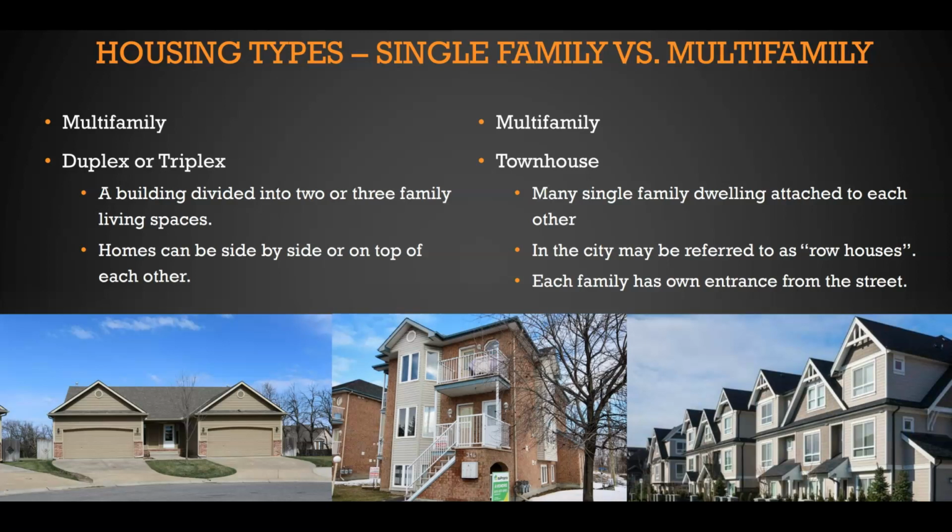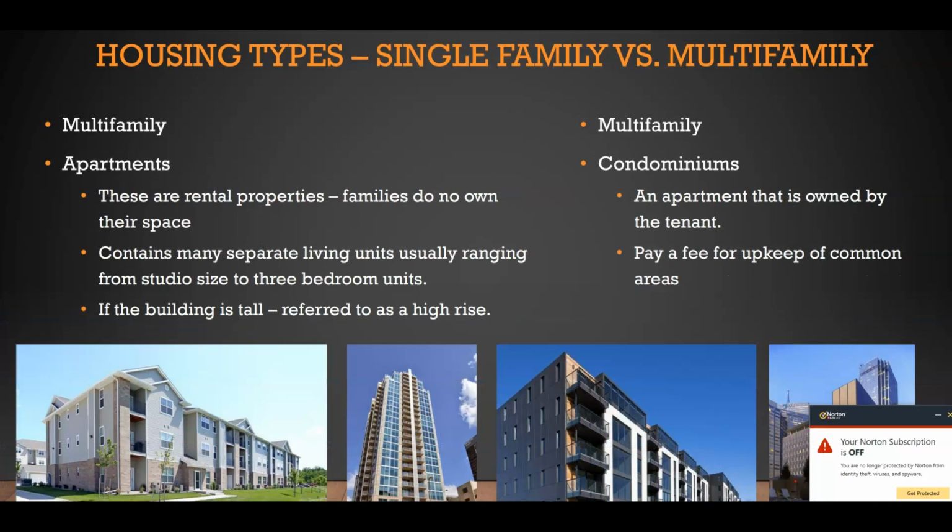A multifamily example is a townhouse, which means many single-family dwellings attached to each other. In the city, it may be referred to as a row house, and each family has their own entrance from the street. 2 other multifamily dwellings would include apartments or condominiums. Apartments are rental properties; families do not own their space. These are rentals.